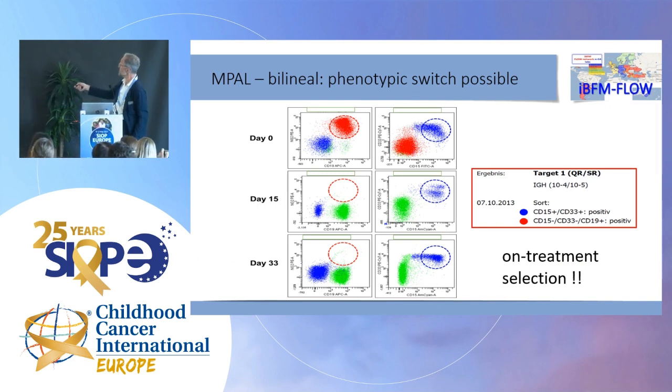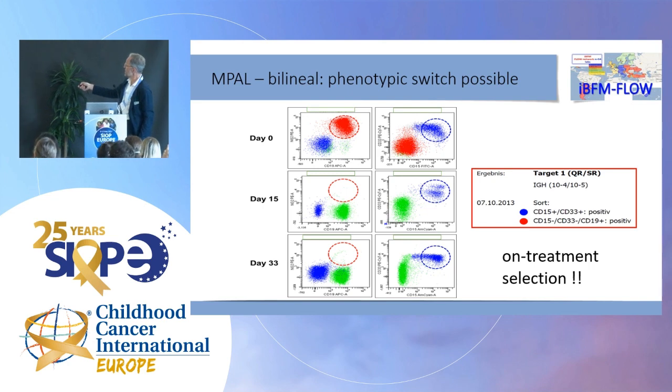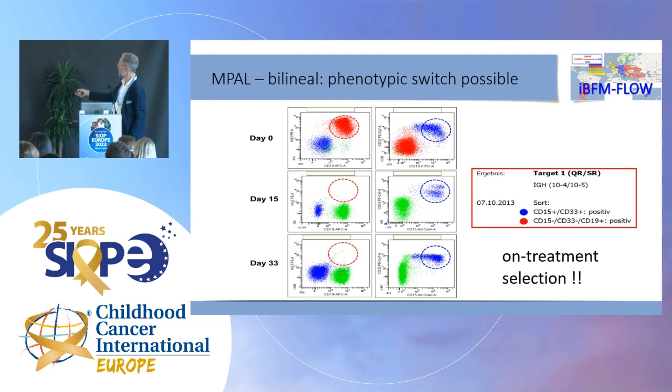This is, for example, the same case. Red is the lymphatic blasts, blue the myeloid blasts. And they started on ALL treatment. So ALL treatment, day 15, all the lymphatic blasts gone. Myeloid blasts remain. Will you cure that patient with ALL therapy? Not so sure. So this is what we would call on-treatment selection. You would say, okay, let's say randomization, blinatumomab. Not for randomization, please.